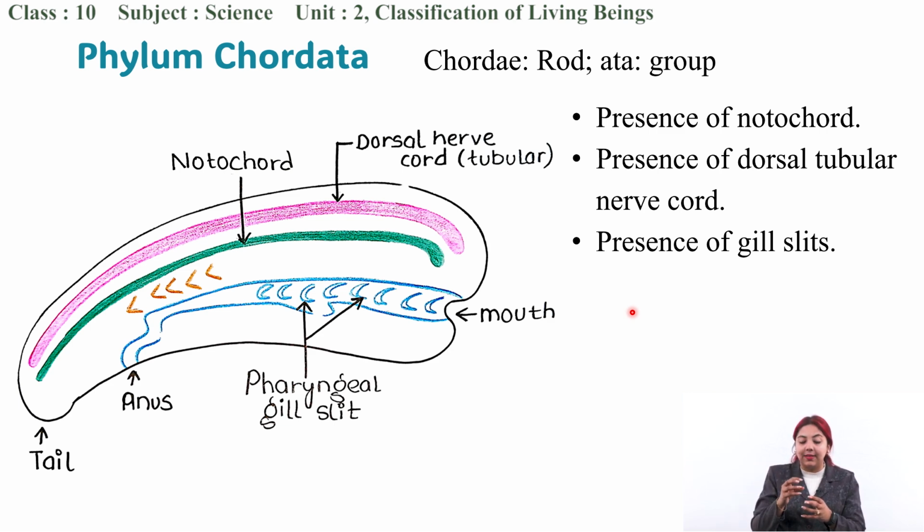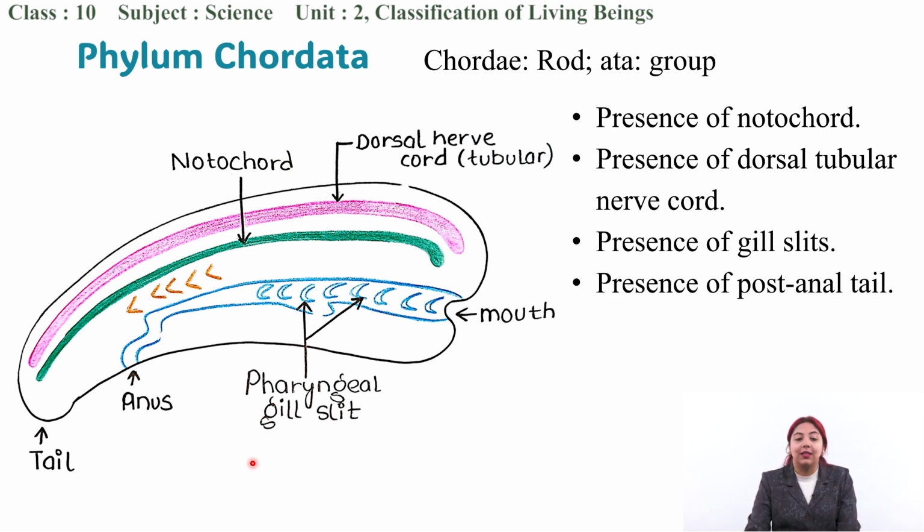So it has this connection to the exterior wall. It connects from the pharynx to the exterior part. Now it helps in feeding as well as respiration, and it is retained throughout life in the lower forms of chordates, but in adults or in the higher forms it is lost. And the final characteristic is the presence of a post-anal tail.